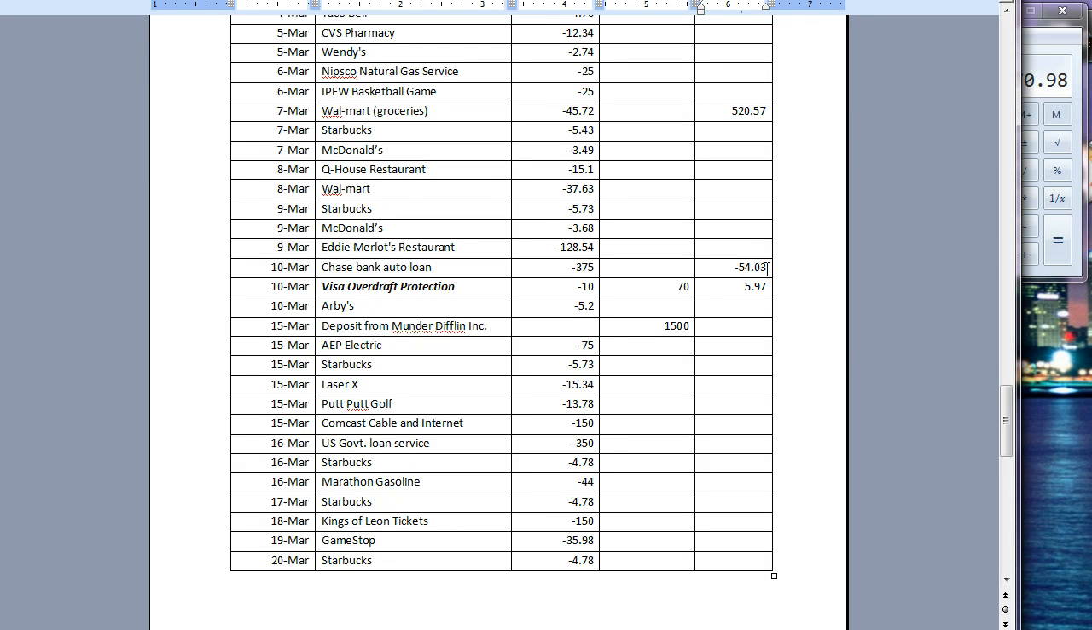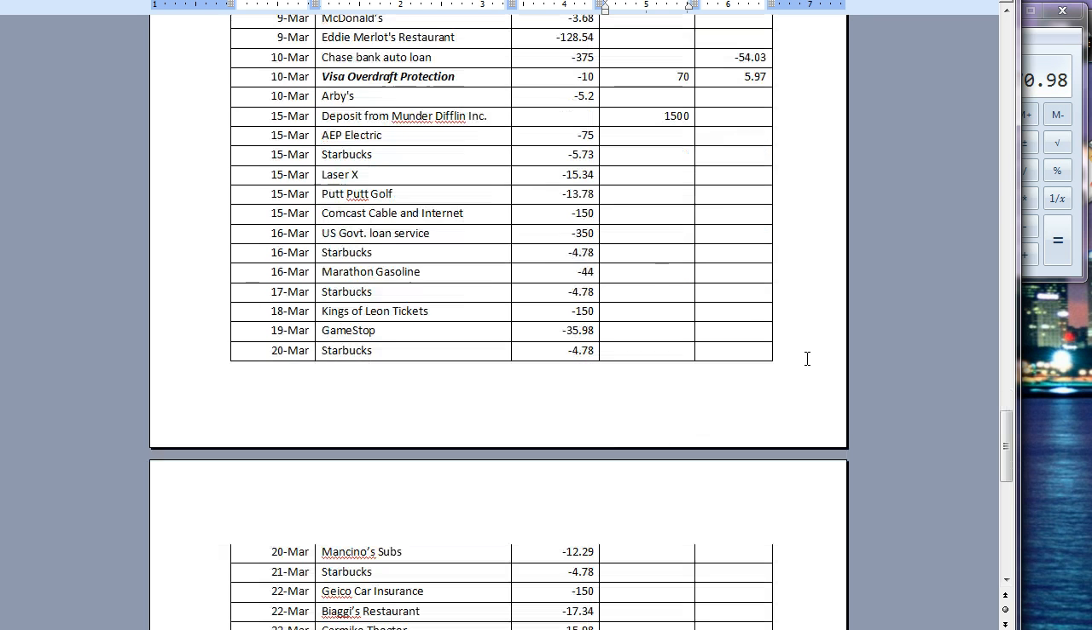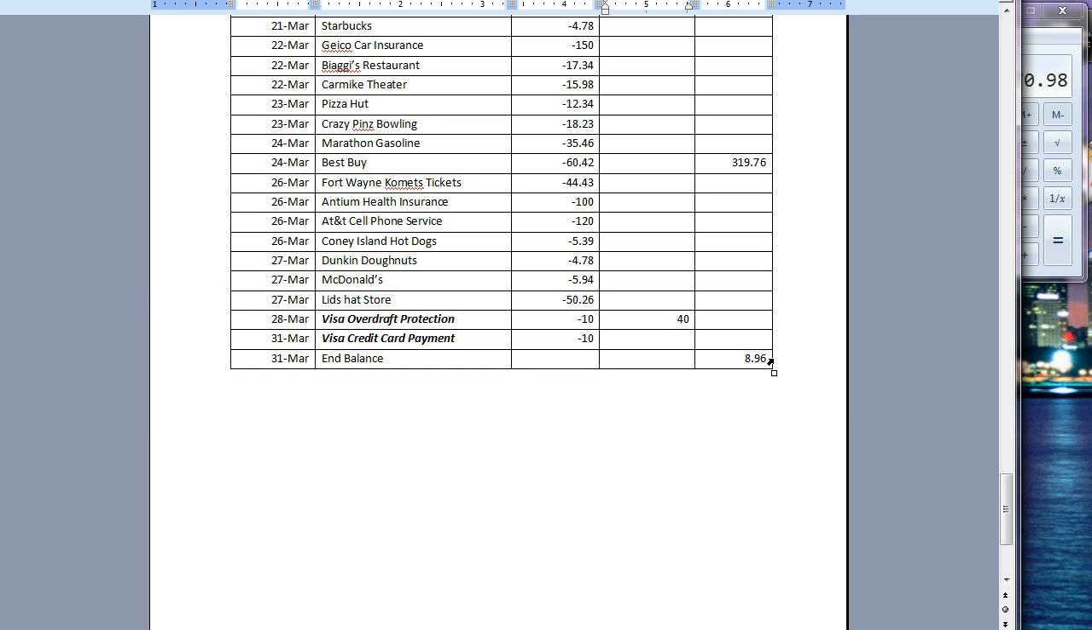Hopefully through that first example, you understand what to do, which would be with the negative 54.03. We're in the negative. We need to add $60 to our account. We're not adding 70 because remember there's a $10 fee. So if you were to take negative 54.03 plus 60, you get that $5.97. Make sure when we get here to March 15th, we're going to add $1,500, not subtract. That's money coming in. You just go through and do all those transactions until you get to the very bottom here, and your balance should be $8.96.